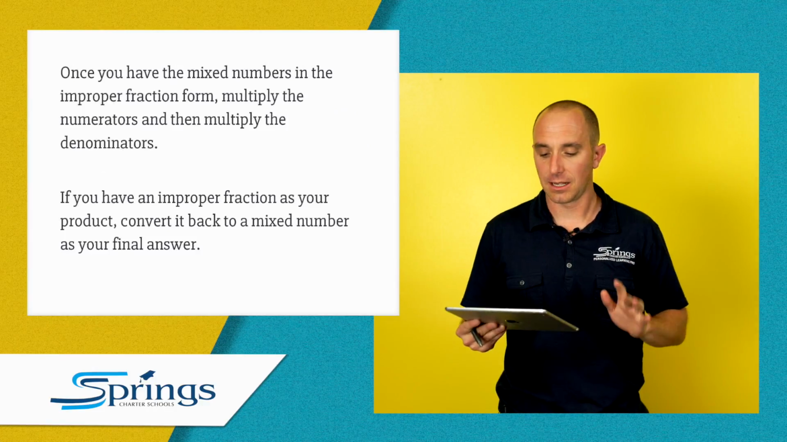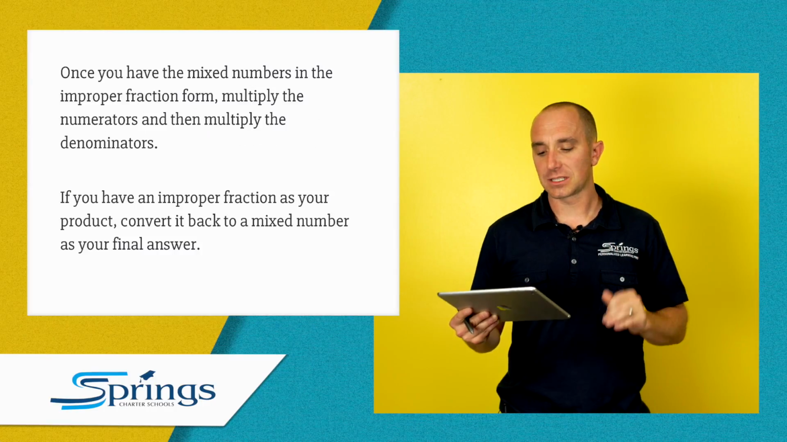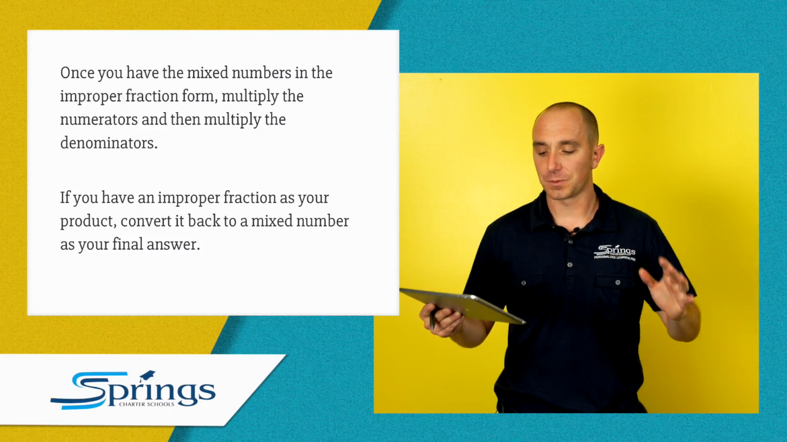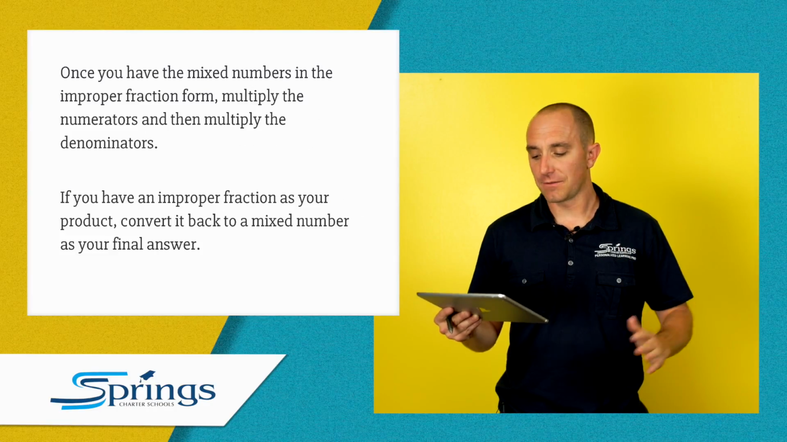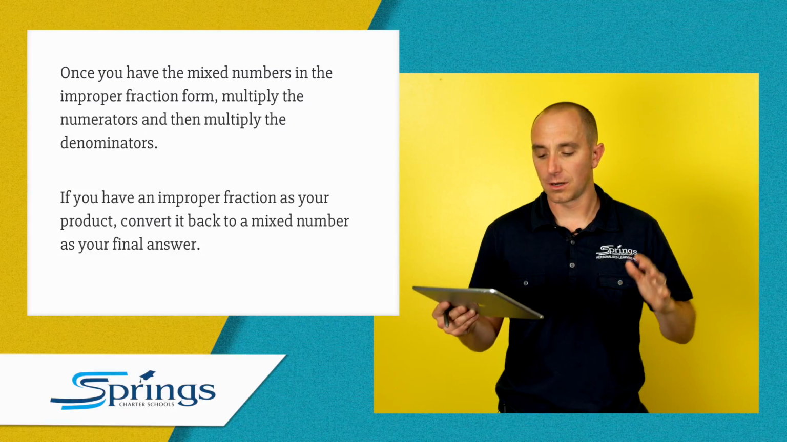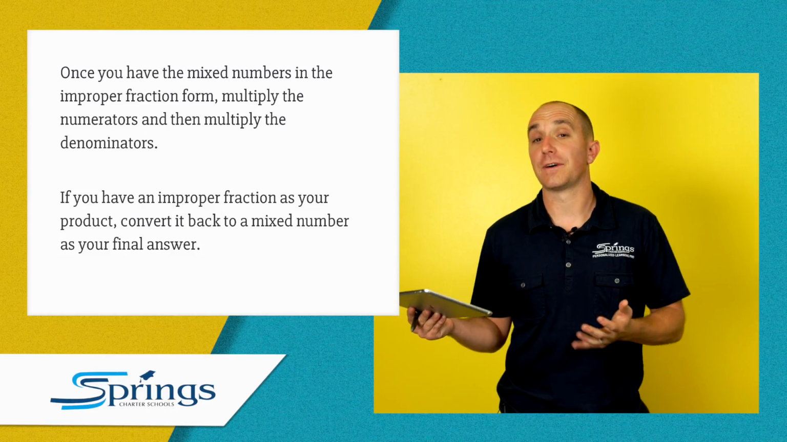All right. So once you have the mixed numbers in the improper fraction form, you're going to multiply the numerators and then multiply the denominators. And if you have an improper fraction as your product, you're going to convert it back into a mixed number as your final answer, and then simplify if necessary.